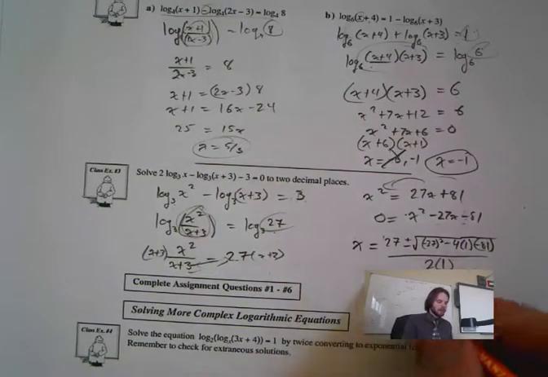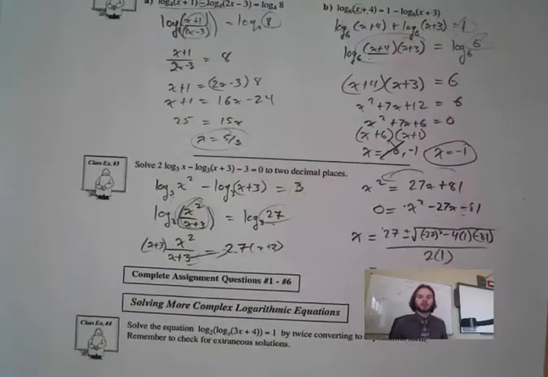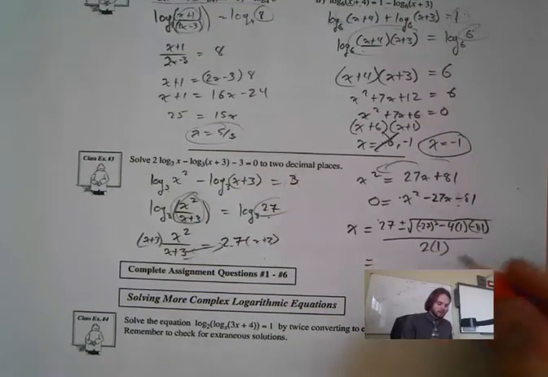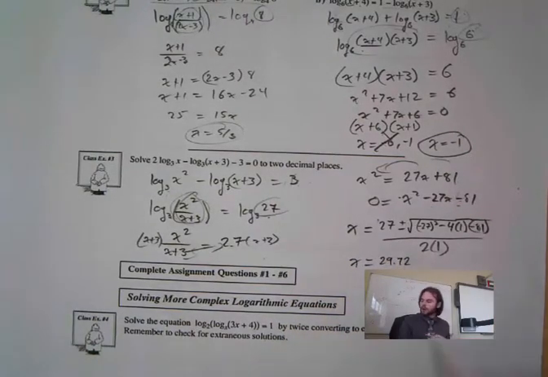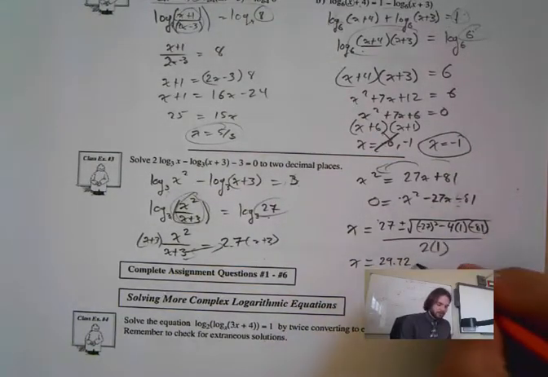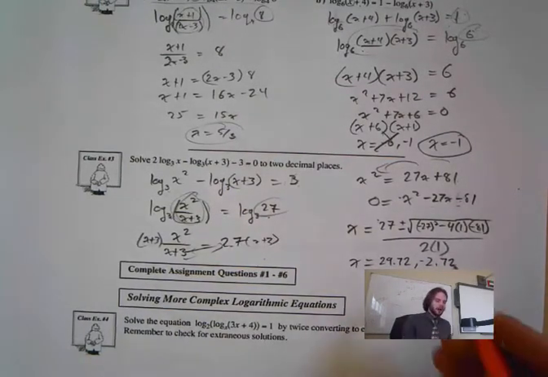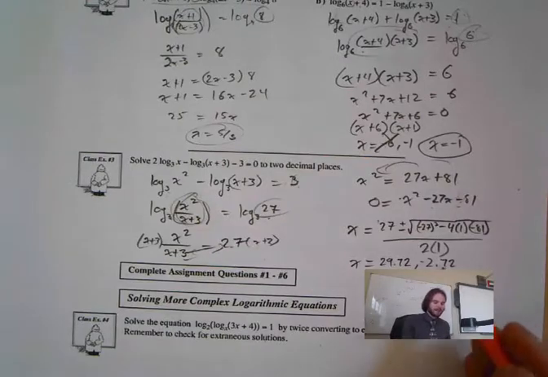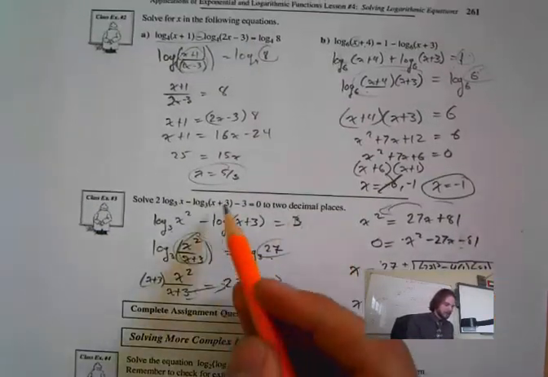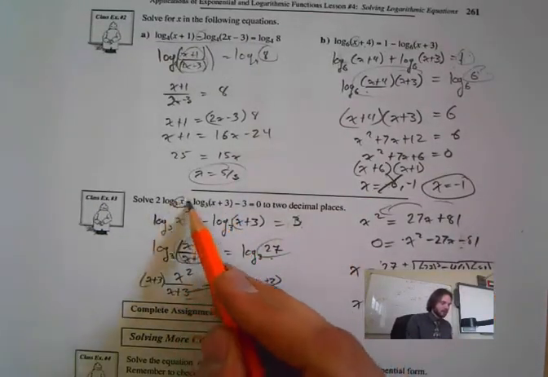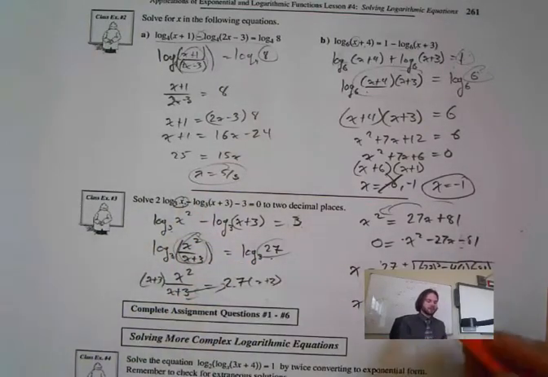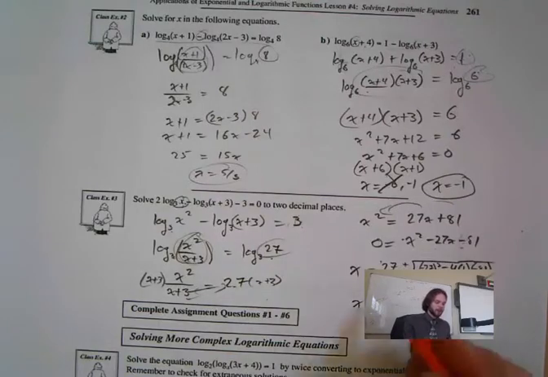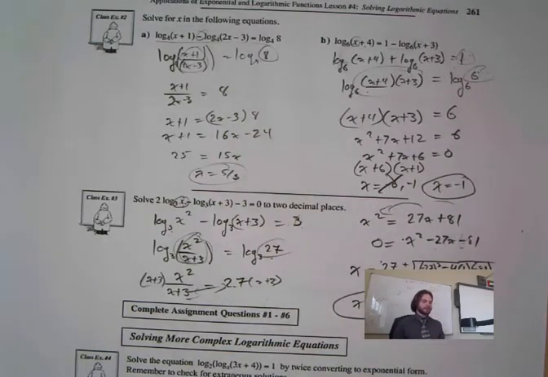Now if I solve this, plug that into my calculator, I'm going to end up getting x is equal to 29.72 and negative 2.72. I look at this now, I put in negative 2.72 into x, and right here, that can't work because we have x there, that's negative, this is negative, can't have negative logs, so my only answer is 29.72.